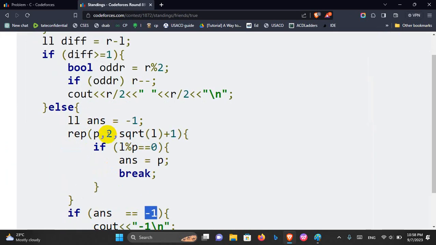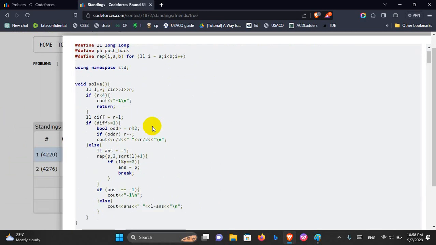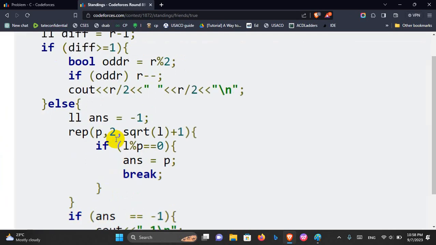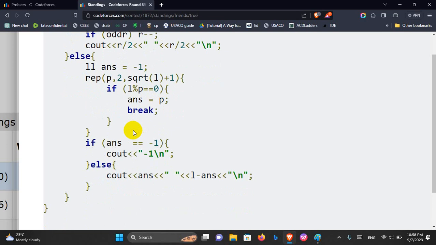So we will go through from 2 to the square root of L plus 1. I used define here just to make it shorter. So the moment we find a P that L is divisible by, our answer would be P, and we will break this loop. The reason we are checking till the square root of L is to make sure that we don't get time limit exceeded.